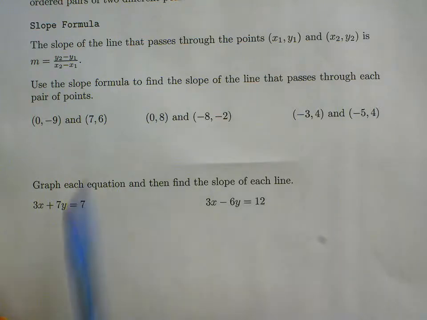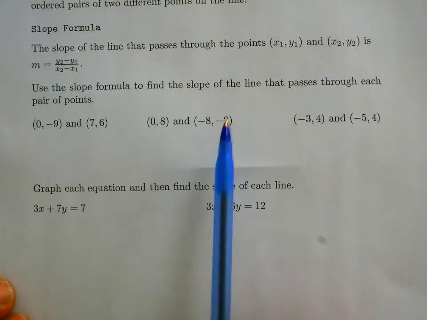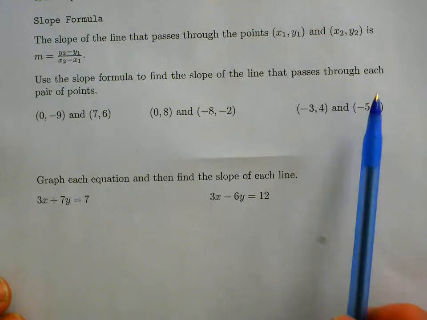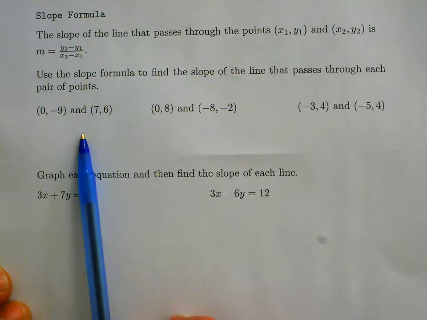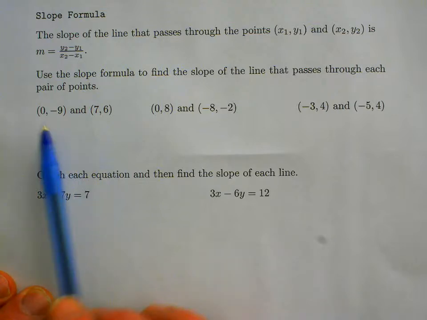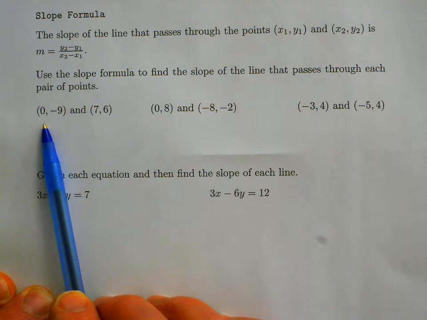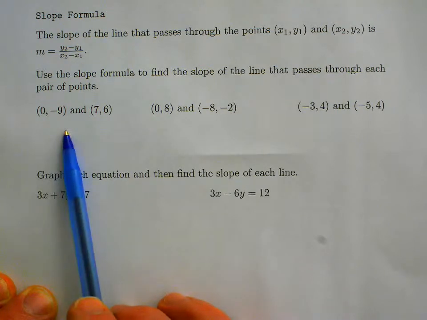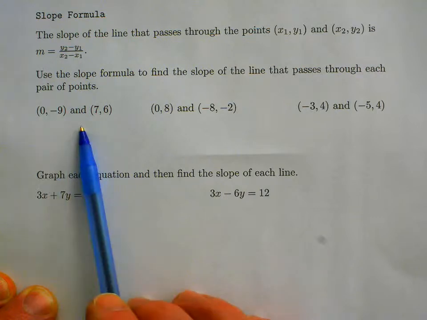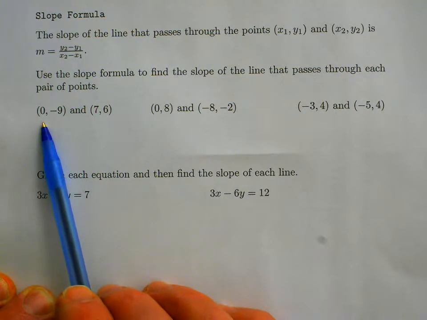Okay, we'll use the slope formula to find the slope of the line that passes through each pair of points in this exercise. It doesn't matter which ordered pair you label x1, y1 and x2, y2. You'll get the same slope regardless of how you pick x1, y1 and x2, y2.